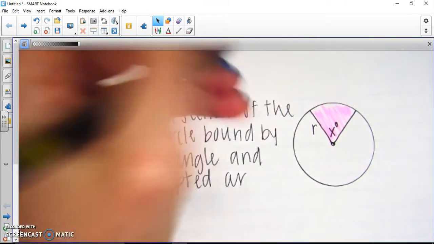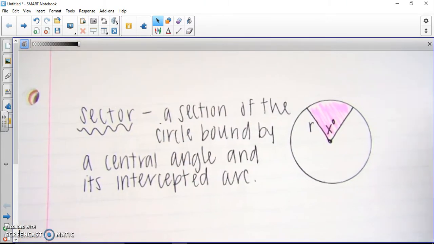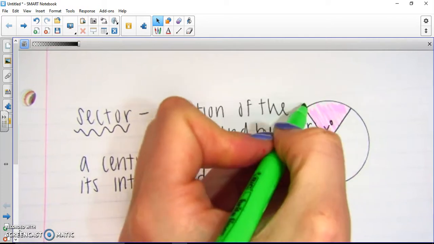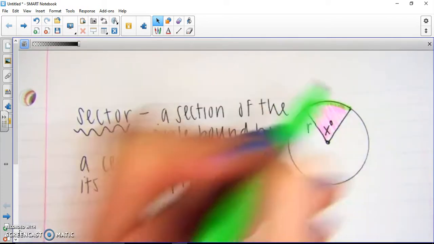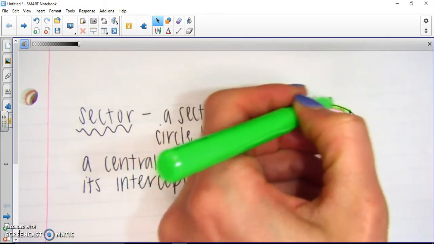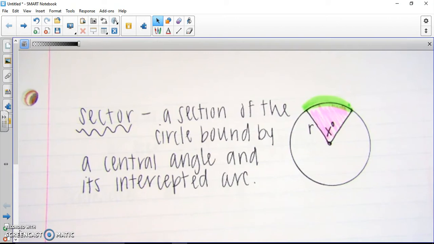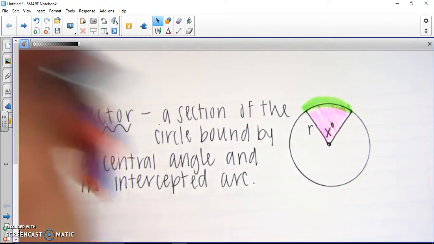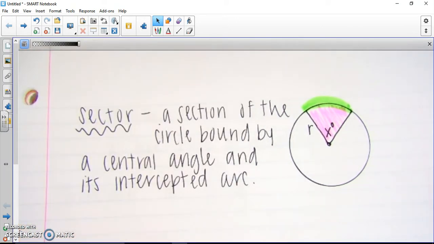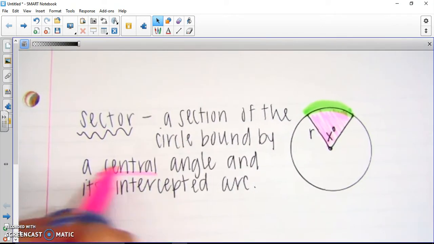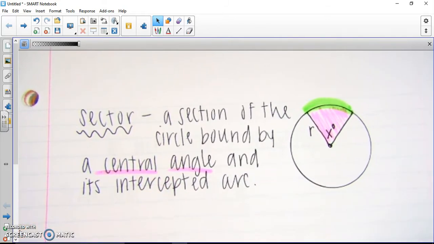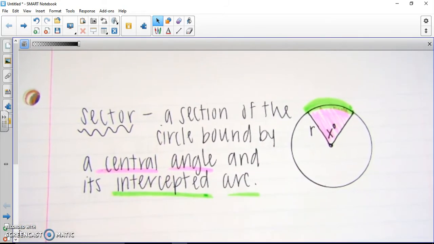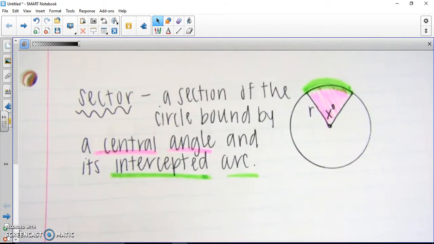So that intercepted arc is this arc here. If we're thinking about this sector as a pizza slice, this is like the crust of the pizza slice. Okay. All right, so it's bound by the central angle and its intercepted arc. Listen, I'll be talking about pizza a lot. Sometimes teachers talk about pie slices, but I like pizza way more. So a sector is like a slice of the pizza.